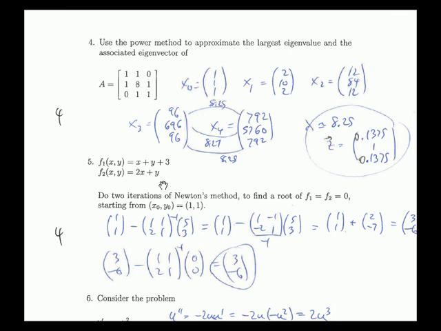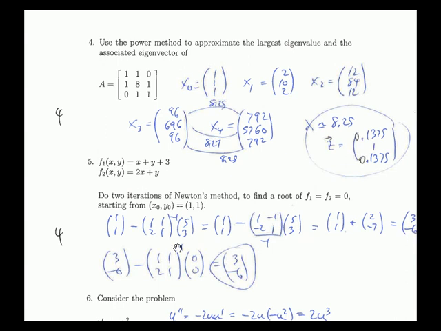Now, this one's a little bit different in that this happens to be a linear problem. So it says start from 1, 1. So here's your xn, yn minus the Jacobian, which would be 1, 1, 2, 1, inverse times, plug in 1 for x and y here, and you get 5 and 3. Actually it says do 2 iterations. So after 1 iteration, you get 3 minus 6.